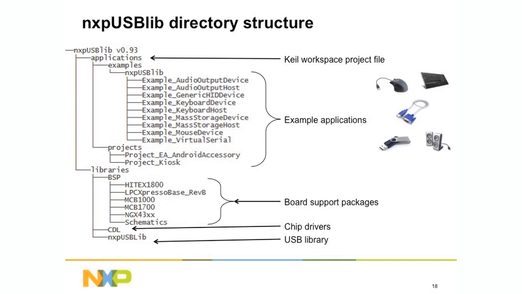The application section, these are all the examples. And if you're like me, you're going to want to just pick the example that's closest to your application and start there. The projects, excuse me, are examples that are not necessarily specifically examples for classes, but outside of that realm. Kiosk is a partially completed example that uses our SWIM graphics library as well as the USB library.